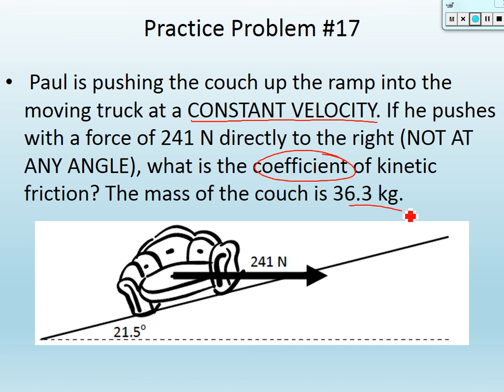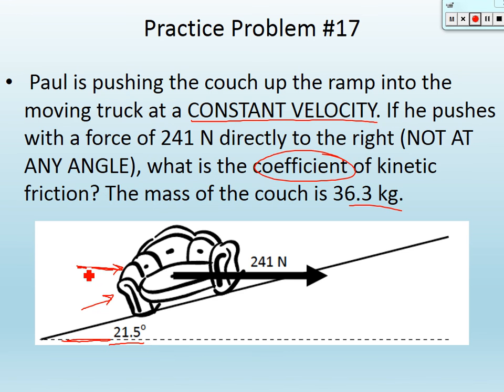The moving truck's ramp is at an angle of 21.5 degrees. But Paul, he's not crouching down and pushing up in the direction of the ramp. He's pushing directly into the couch, so he's pushing in a direction that is parallel to the ground. That's what makes this problem a little bit more complex.